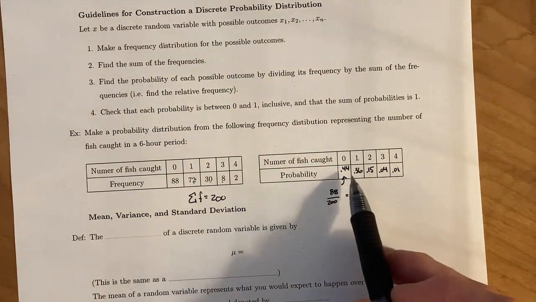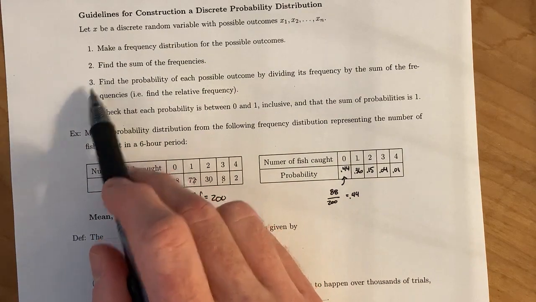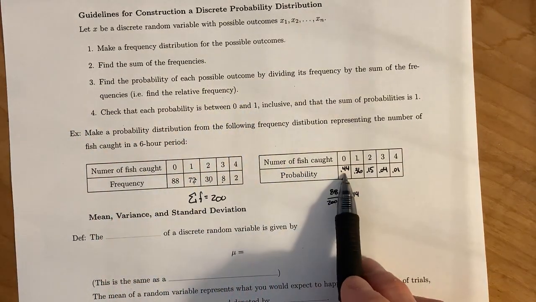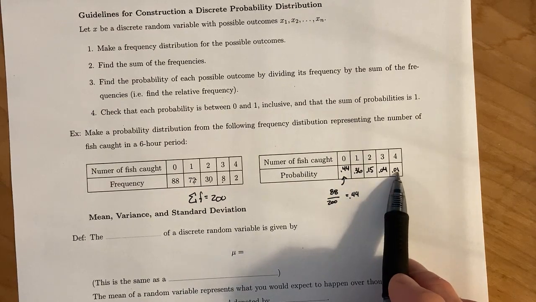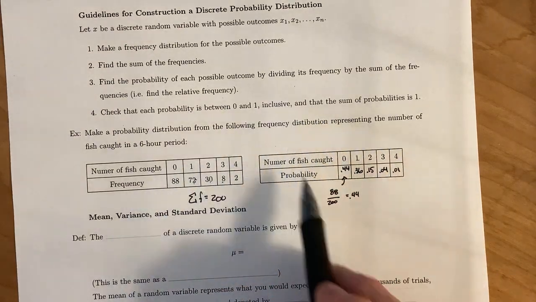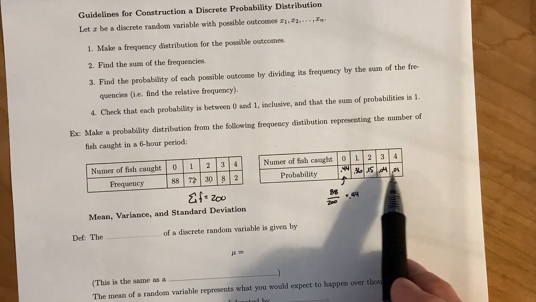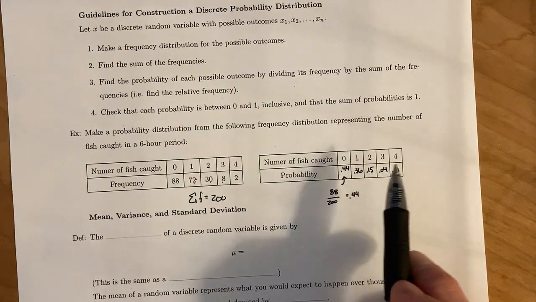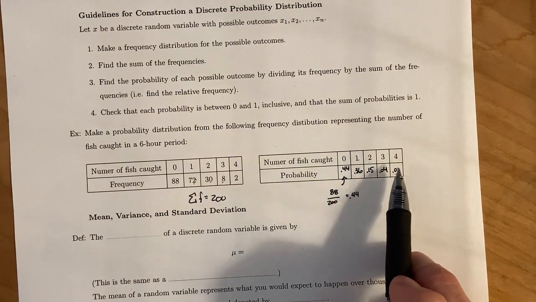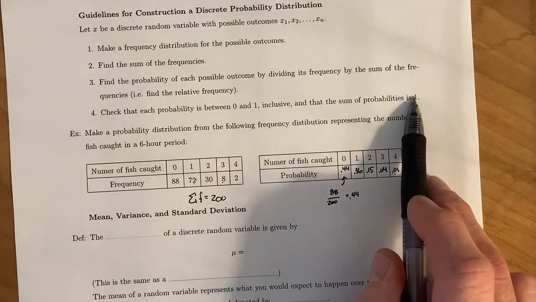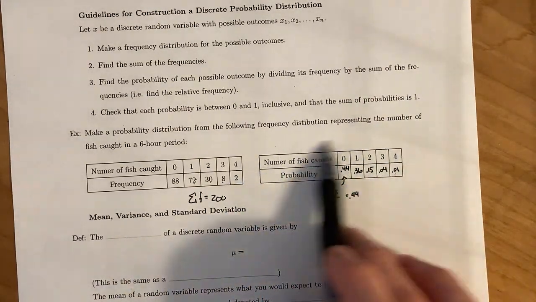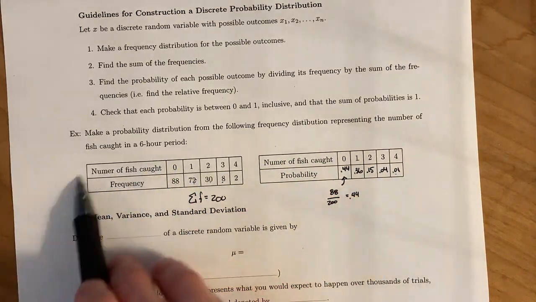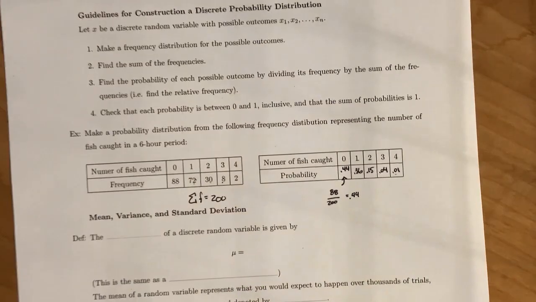And so we double check. We need to make sure that each one of them is between 0 and 1 inclusive, right? Each one of these values is between 0 and 1. And then if we were to add these 5 numbers up, 0.44, 0.36, 0.15, 0.04, and 0.01, we will get 1. So this is our discrete probability distribution for this frequency distribution over here.